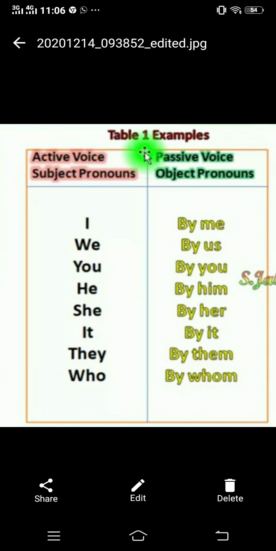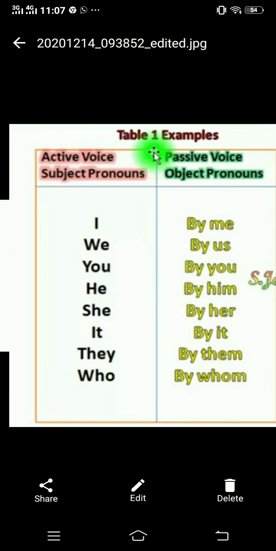Now you can see in this table, for active voice and passive voice, the use of subject pronouns and object pronouns, or in other words objective cases. The objective case of I is me. I will be changed into by me, we into by us, you into you, he into him, she into by her, it into it, they into them, and who into by whom. You have to learn this table.